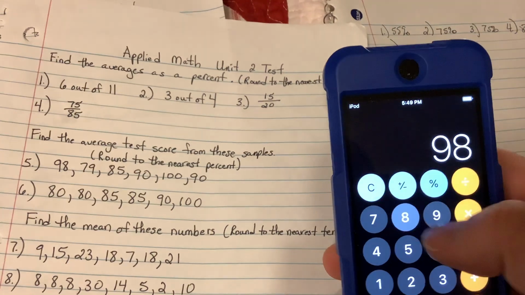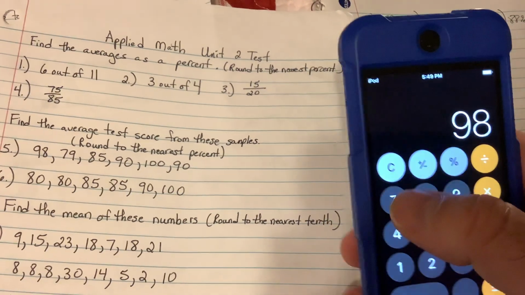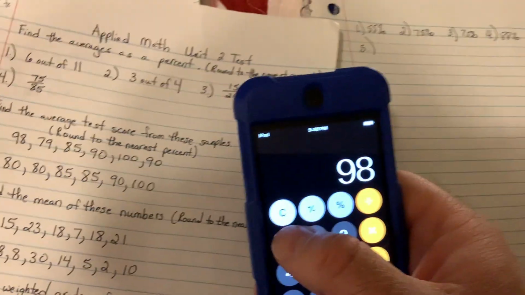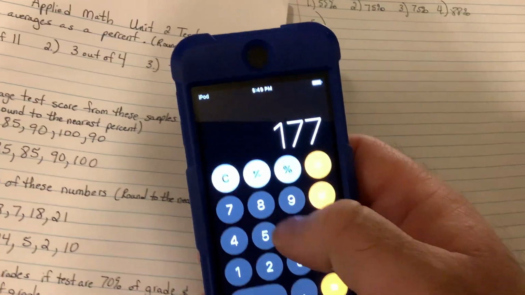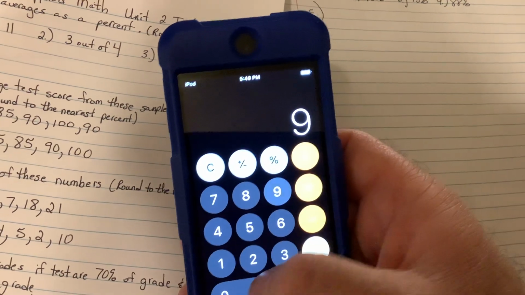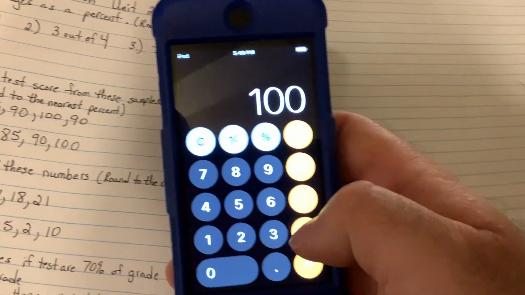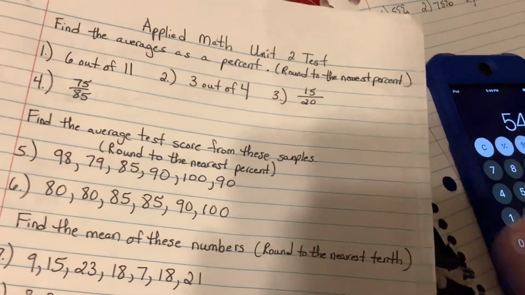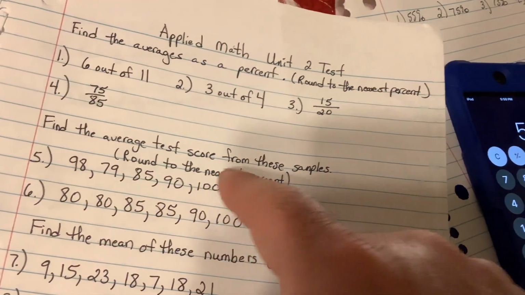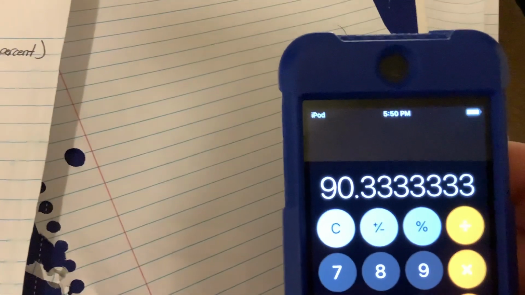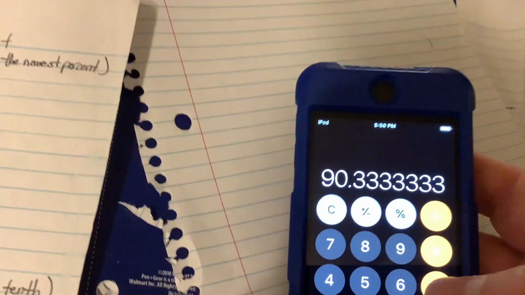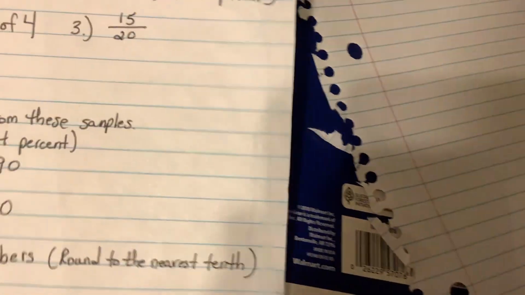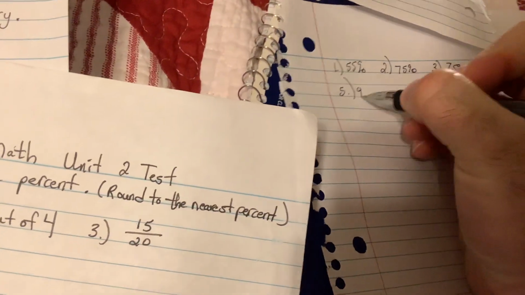So we got 98 plus 79, plus 85 plus 90 plus 100 plus 90. Okay, so we got 542, and you divide that by however many numbers there are. There's 1, 2, 3, 4, 5, 6. So divided by 6 is 90.3333. We round to the nearest percent is what it says, so it's going to be 90%. So the average there is 90.